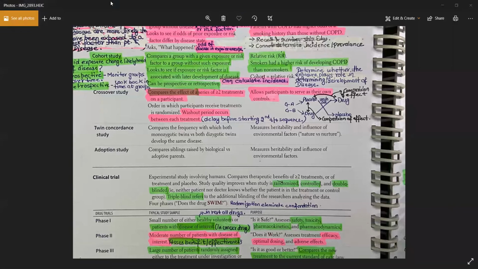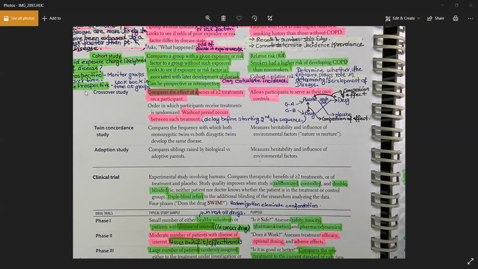So you want to know whether, if one sibling has a disease, the other twin can develop the same disease or not. It could be done by the twin concordance study. In this study, you want to determine whether a certain disease has a hereditary nature or an environmental nature, or whether a disease is controlled by multiple influences or not. Then come the experimental studies, and the first one is the crossover study.